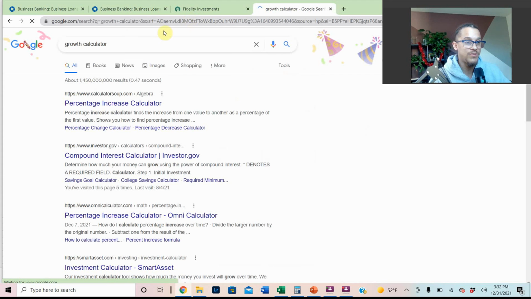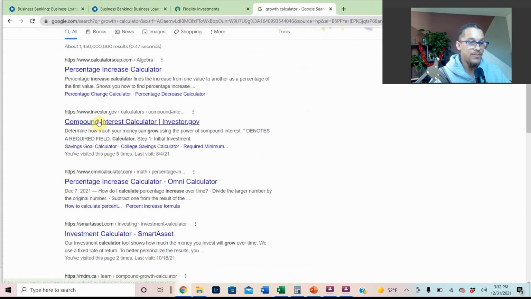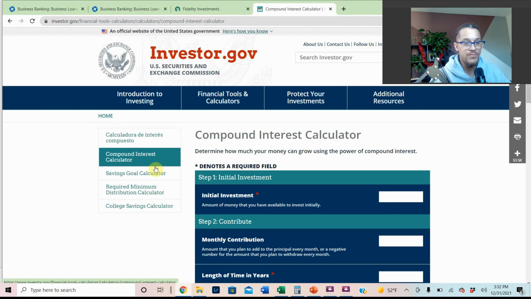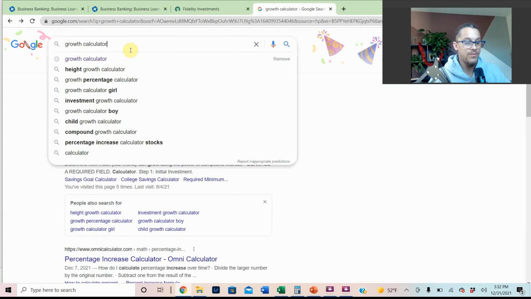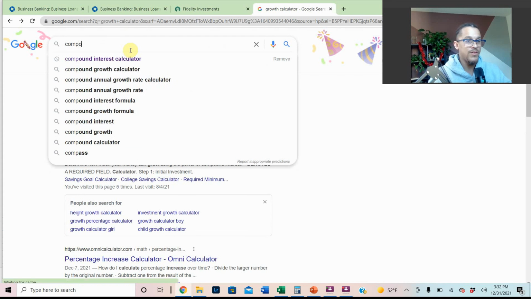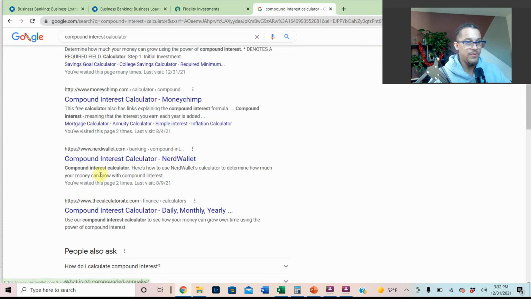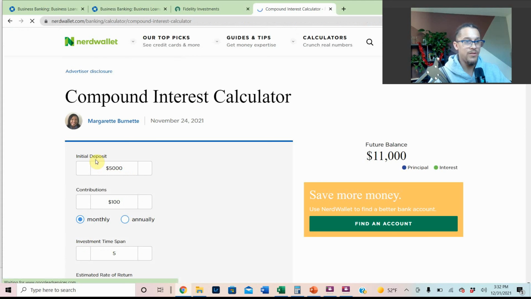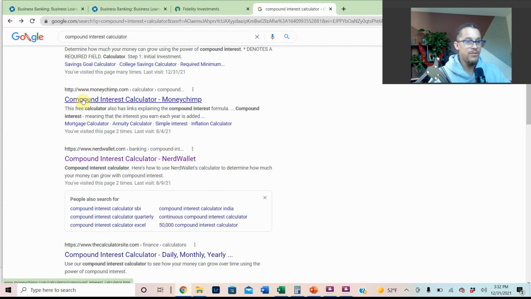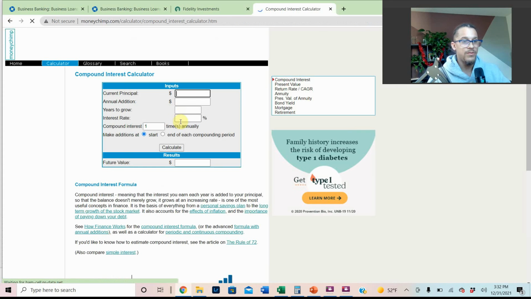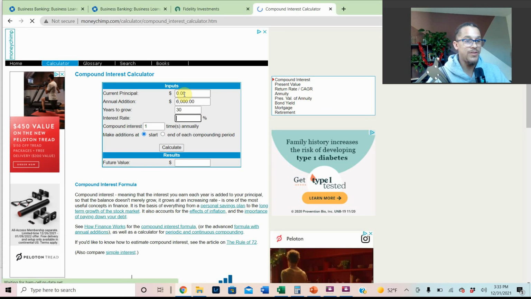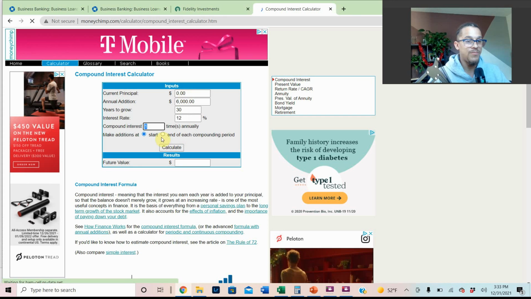Compound interest calculator. Okay, current principal, annual addition $6,000, years to grow 30, interest rate 12, compound one time.